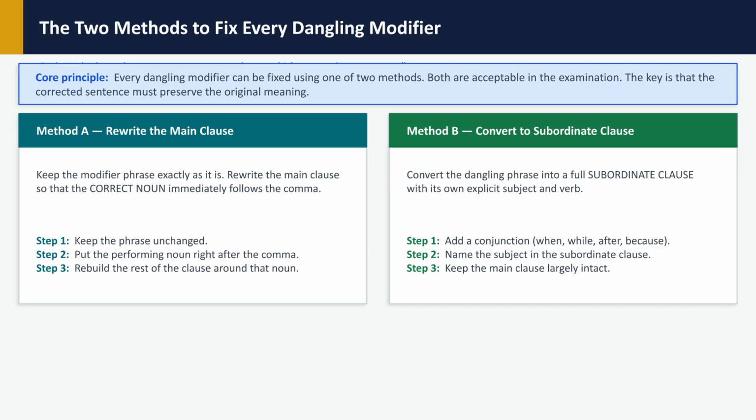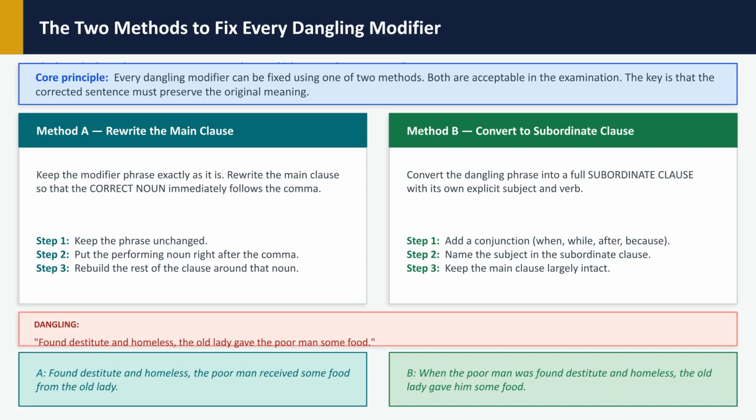There are 2 methods to fix every dangling modifier. Method A involves rewriting the main clause so the correct noun immediately follows the phrase. Method B converts the dangling phrase into a full subordinate clause with its own subject and verb.